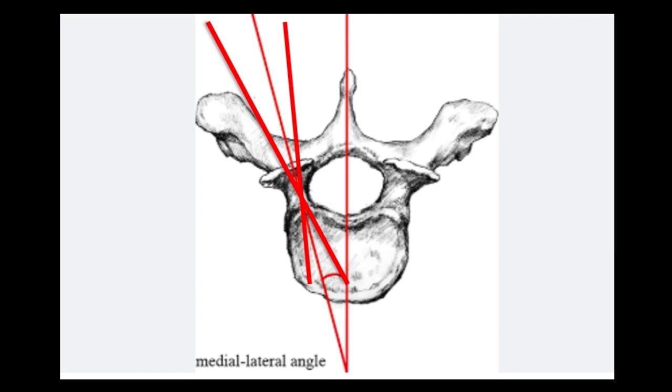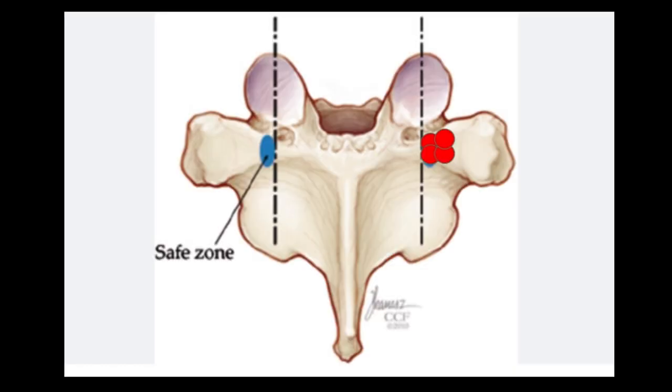You can take a slightly lateral entry point and you can have a more medial angulation and you can still pass the pedicle screw acceptably. You can take a slightly medial entry point and you can also pass a screw, but you have to give much less medial angulation. So you can see the figure.